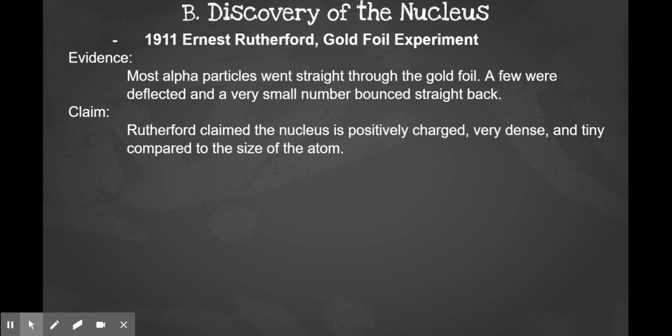So he came up with the claim that because those positive alpha particles were deflected or bounced back, the nucleus must be positively charged. It's very dense because it could deflect the alpha particles. And it was tiny because most of them did go straight through. You're going to see a picture of that in a second.